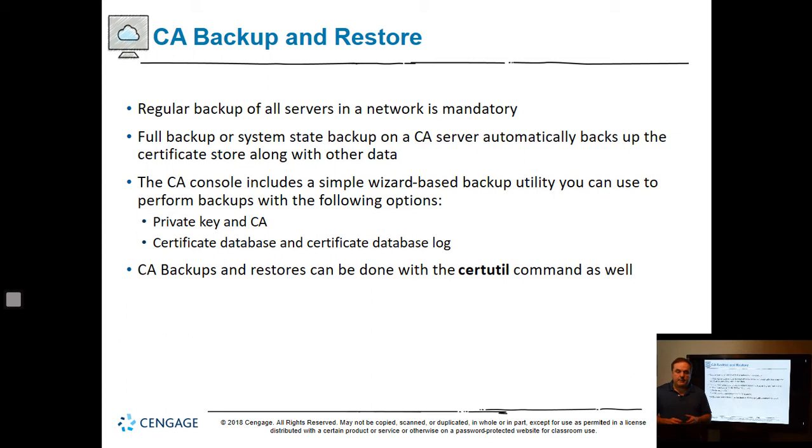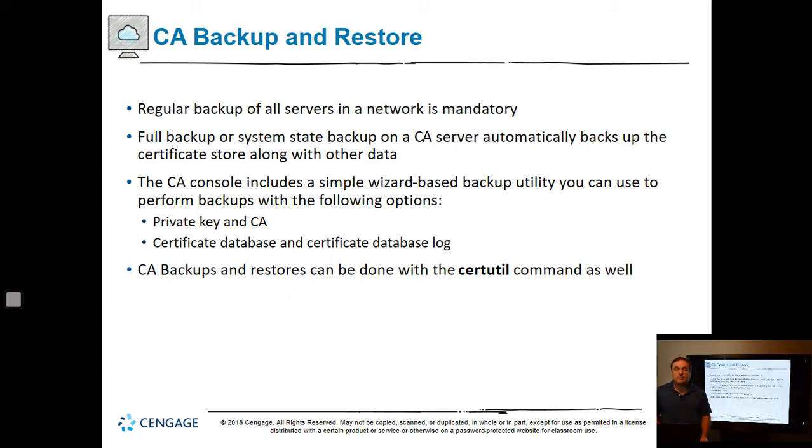So backing up and restoring the certificates, you can do a regular backup of all servers in a network. It's mandatory. Full backup or system state backup automatically backs up the certificate. So if you're already running a system state backup, you're good. The CA Console includes a simple wizard, so you can back these things up manually if you would like, and it backs up the public key and the certification authority, as well as the certificate database and the log.